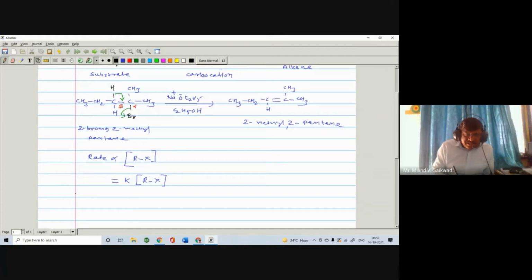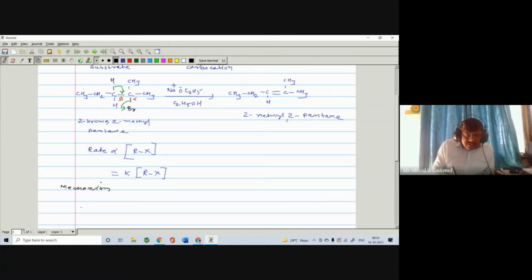Let us see the mechanism of the above reaction. In the mechanism, I only have to replace the substrate. Here is the CH3, then CH2, here is the carbon, here is the H, also H, then carbon, here is the CH3, CH3, and Br.